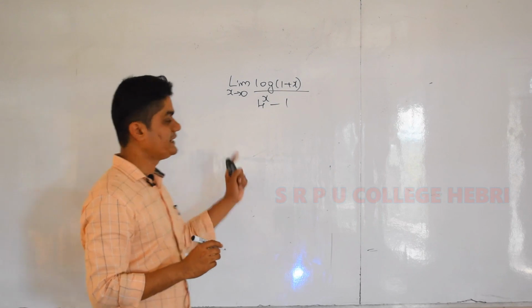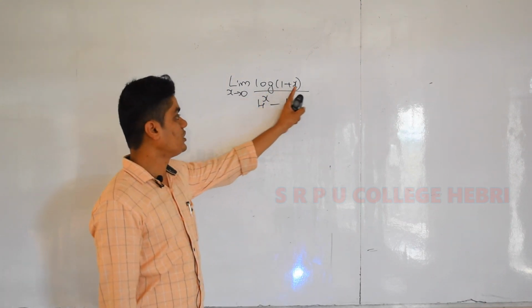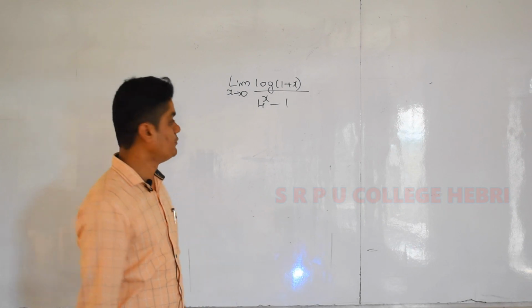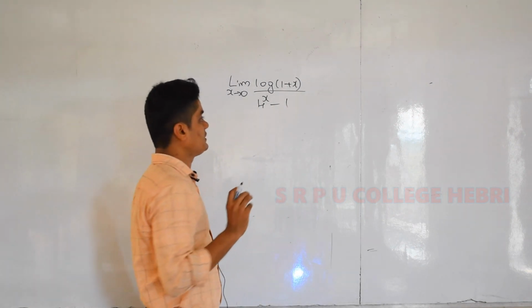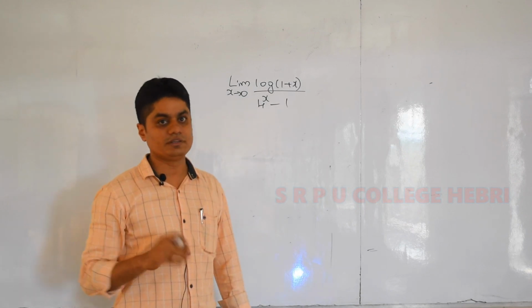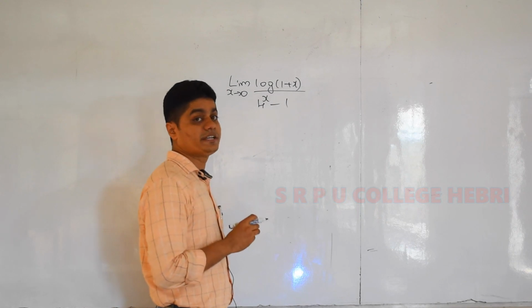So we have to find out the value of this limit: limit x tends to 0, log of (1 plus x) divided by (4 power x minus 1). First, what should we do? Check the indeterminate form. 100% it belongs to one of the indeterminate forms. What is an indeterminate form?